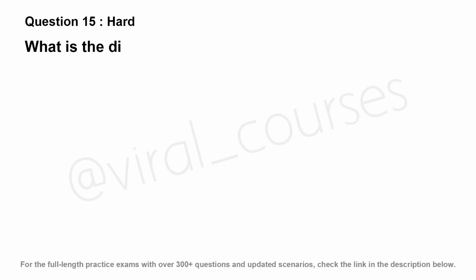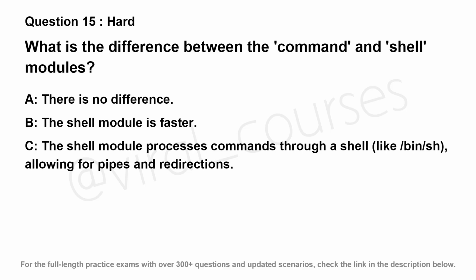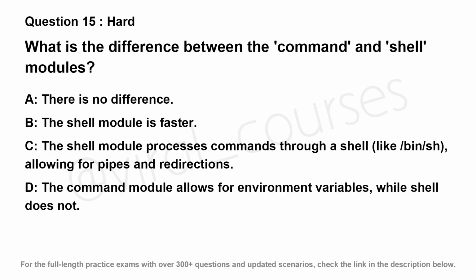What is the difference between the command and shell modules? Option A, there is no difference. Option B, the shell module is faster. Option C, the shell module processes commands through a shell, like /bin/sh, allowing for pipes and redirections. Option D, the command module allows for environment variables, while shell does not.